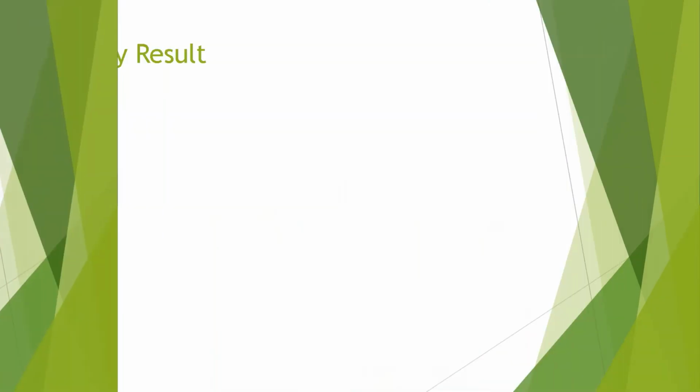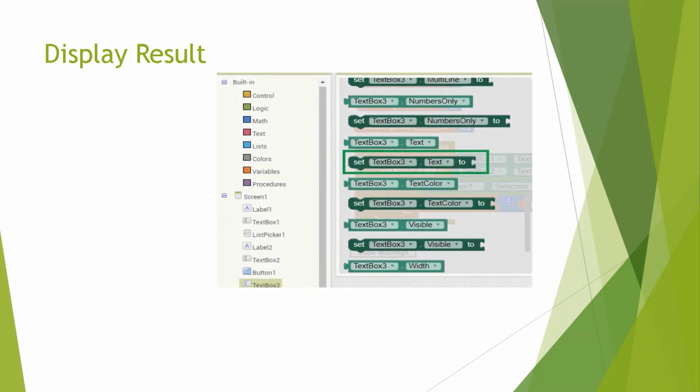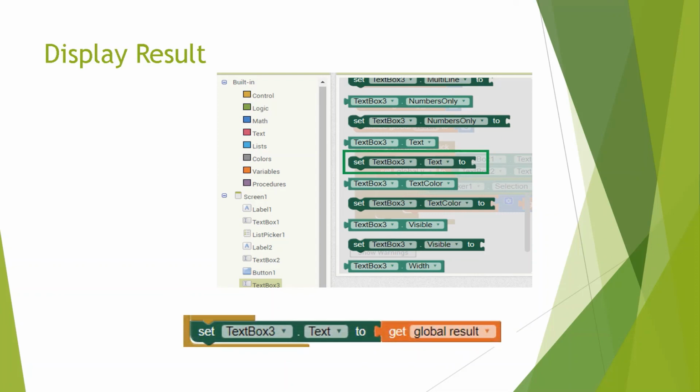Now, one more step is pending. To display result in result text box. From left side blocks, select text box 3. Then select set text box 3.text. Drag it under button 1 click event. Then from left side blocks, select variables. And select get variable, and select result from drop down. Drag it as parameter for set text box 3.text.